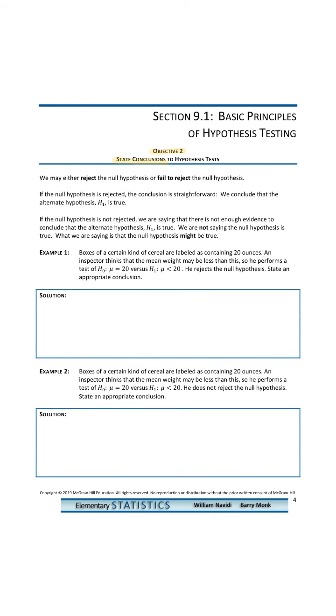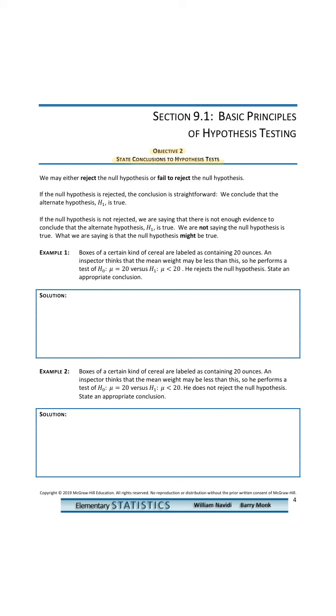Objective 2. State conclusions of a hypothesis test. We may either reject the null hypothesis or fail to reject the null hypothesis. If the null hypothesis is rejected, the conclusion is very straightforward. We conclude that the alternate hypothesis is true. If the null hypothesis is not rejected, we are saying that there is not enough evidence to conclude that the alternate hypothesis is true. We are not saying that the null hypothesis is true, but we are saying that the null hypothesis might be true.